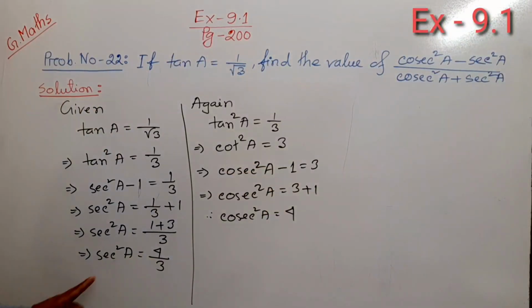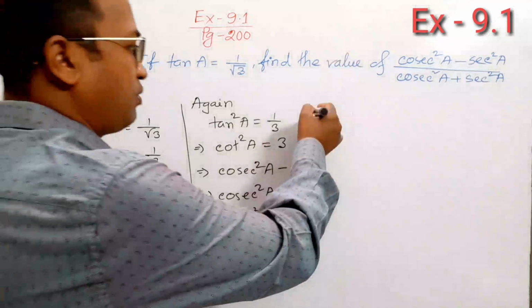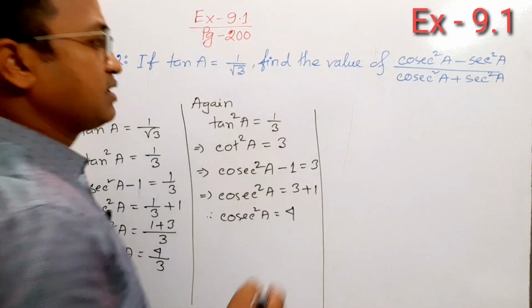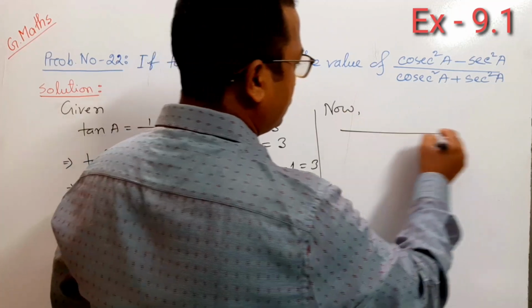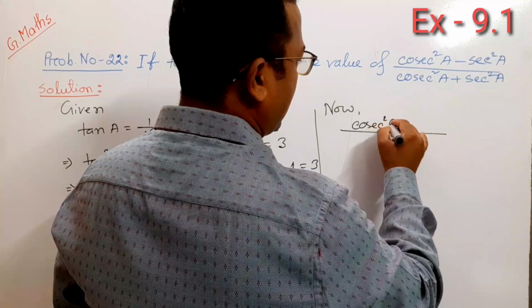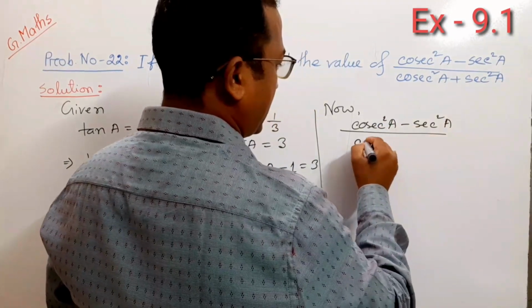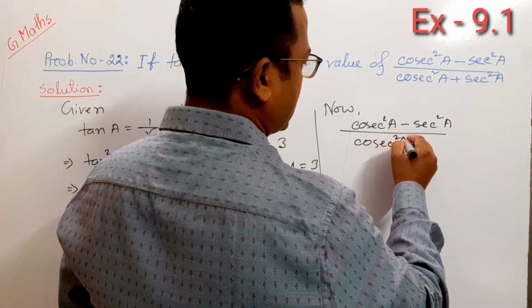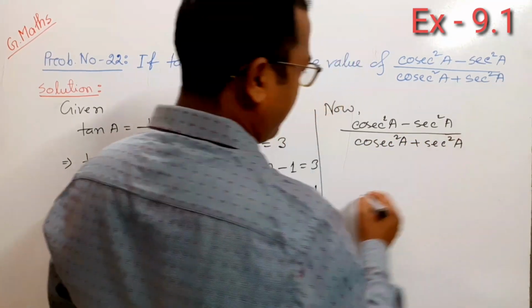Now we know the value of sec square A and cosec square A. Now we can find out the value of this term very easily. Cosec square A minus sec square A by cosec square A plus sec square A.